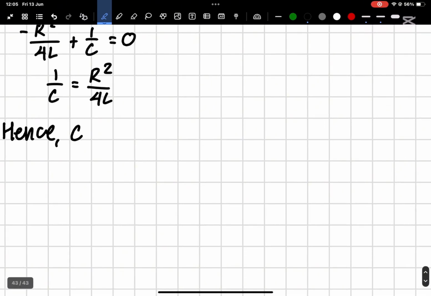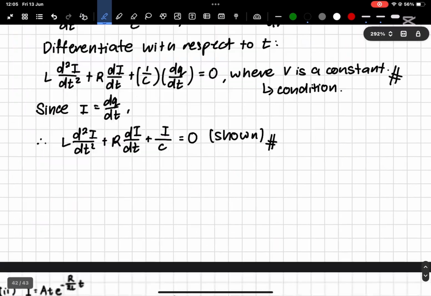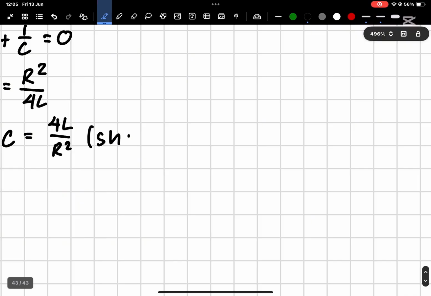C, since you reciprocate both sides, 4L over R squared. So is that the expression we need? 4L over R squared, yep.